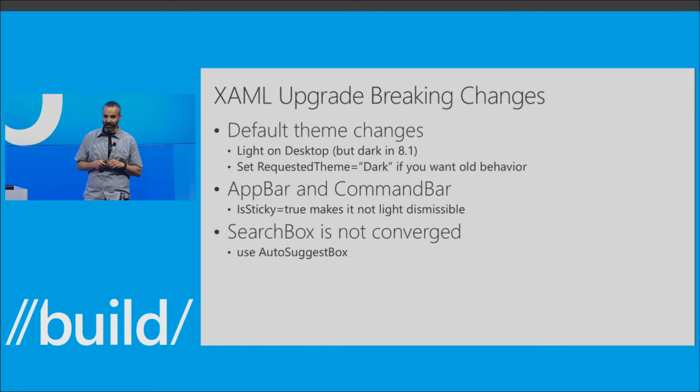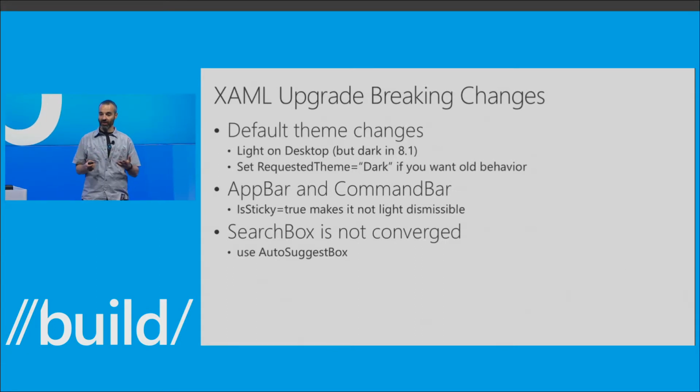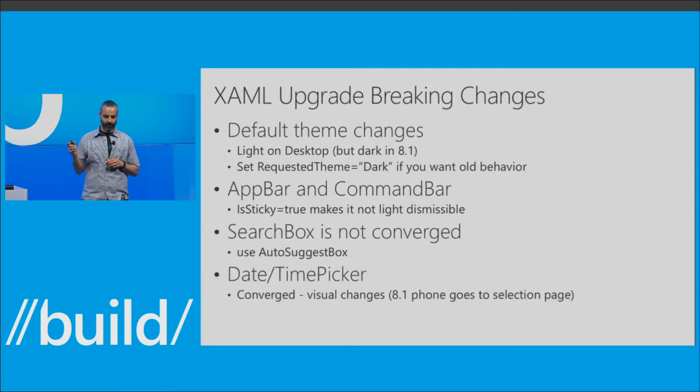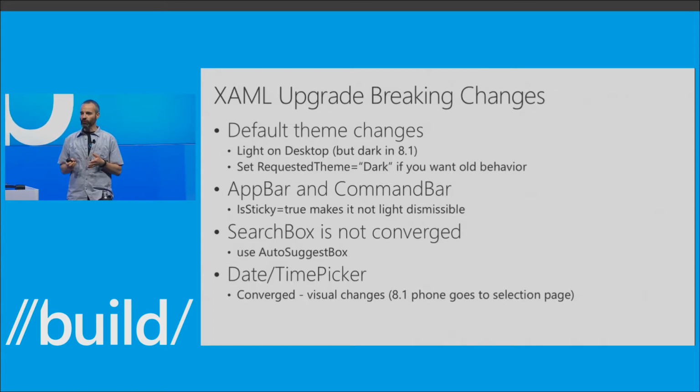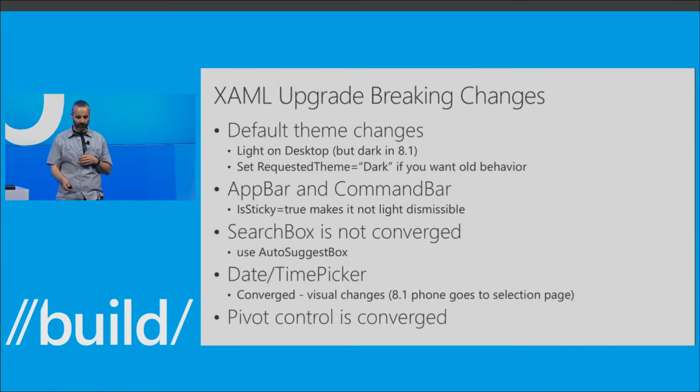The search box is not converged, but we've added APIs to the auto suggest box, so we recommend you use that. So if you were using that before, use the auto suggest box. Date time picker. This one's not necessarily a big breaking change, more visual. But on Windows Phone, when you launched the date or time picker, it brought up another screen where you can pick the date or time. On desktop, it just brought up 3-column chooser boxes that you could pick those date and times from. We've converged that, so it's more like desktop, but it also has a new style refresh on it as well. So your 8.1 phone version will look a little bit different.